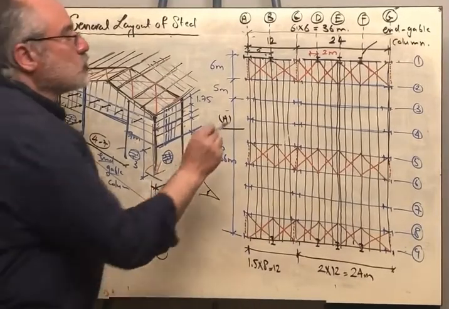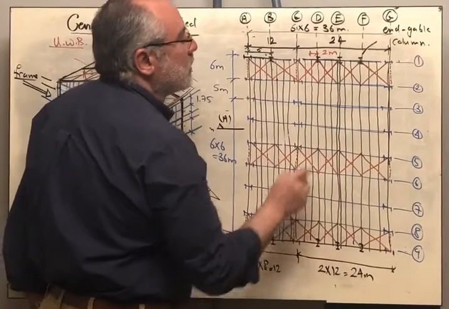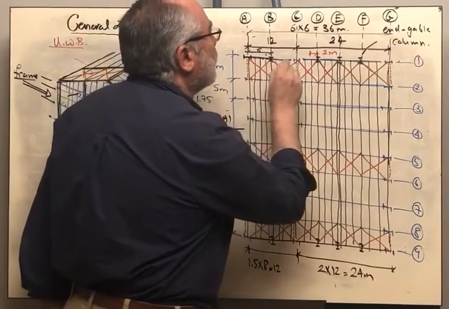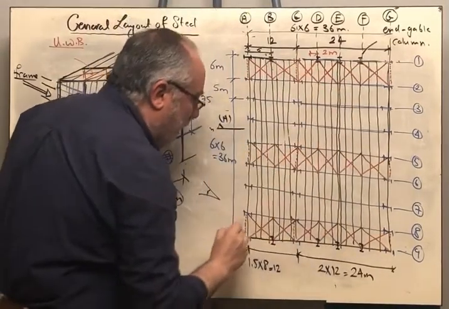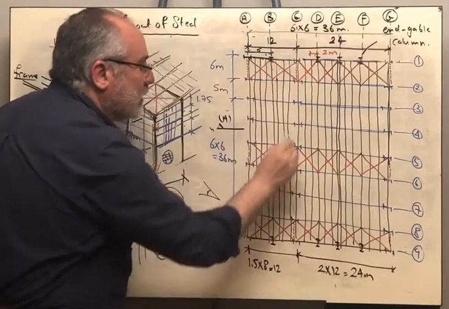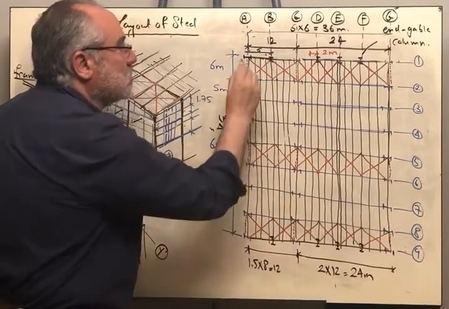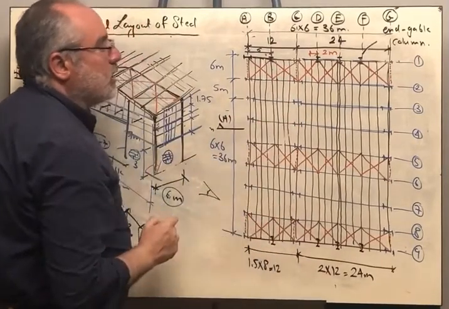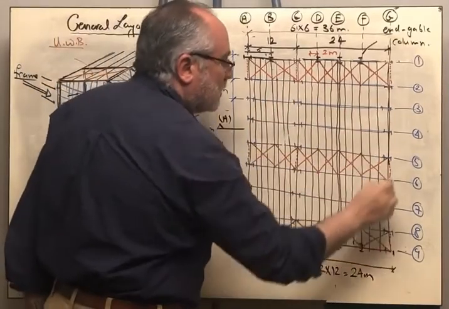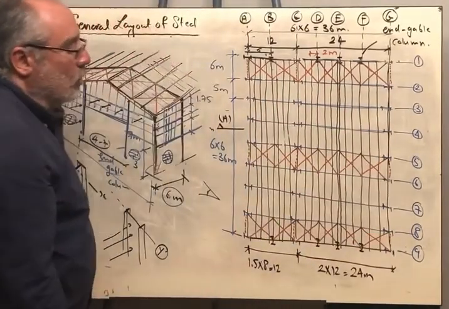Okay? Of course we don't have end gable columns in the middle. The end gable column is only on axis 1 and on axis 9. In the middle, all of this area is void. We don't have any columns inside, and all of this part is void. We don't have any columns inside.